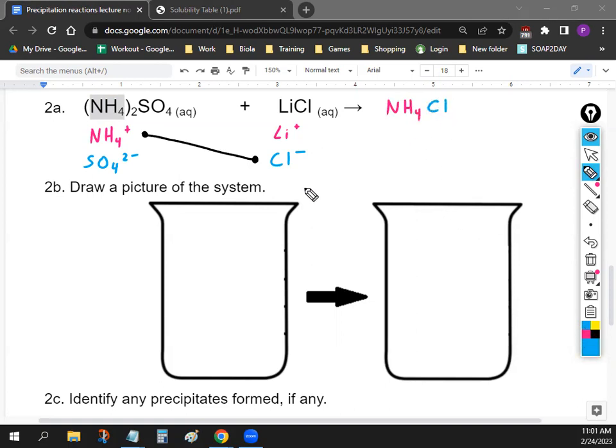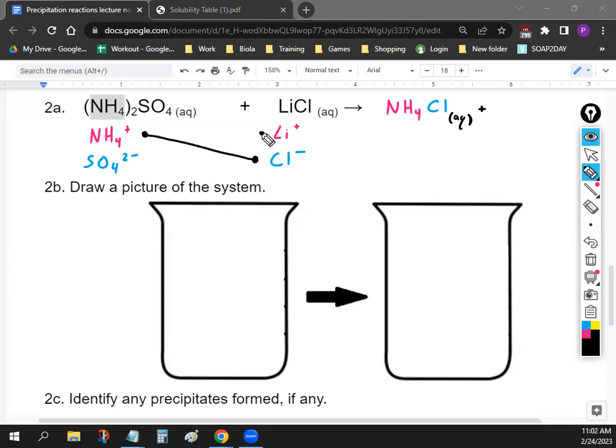Now if we look at the positive and the negative charges, +1 and -1, are they balanced out? Yes, so that one's good to go. And it seems like you guys have a good understanding of the aqueous and solid stuff, so this one's aqueous. Okay. All right, let's go to the other one now.